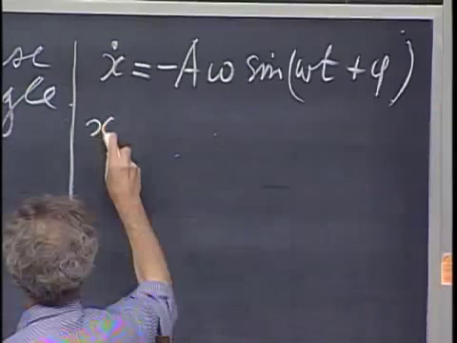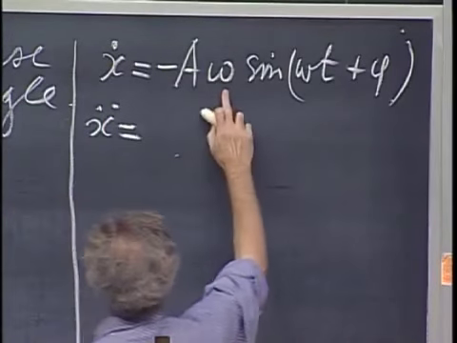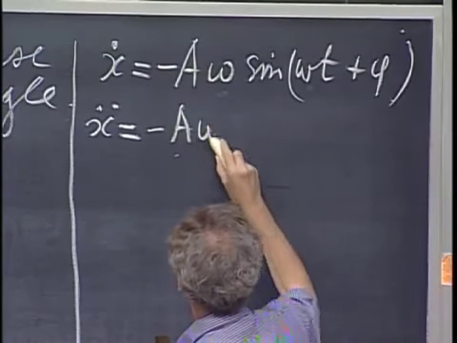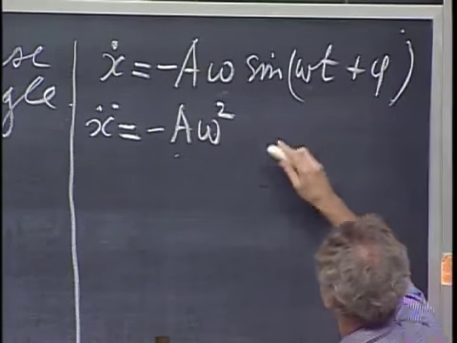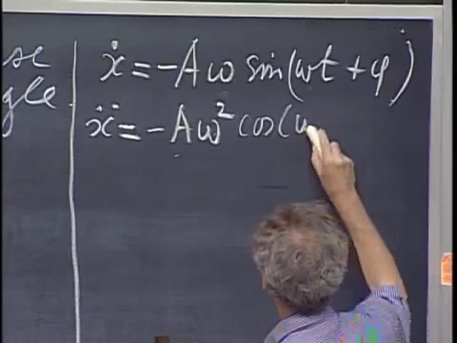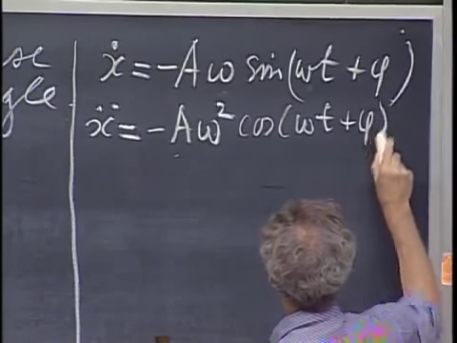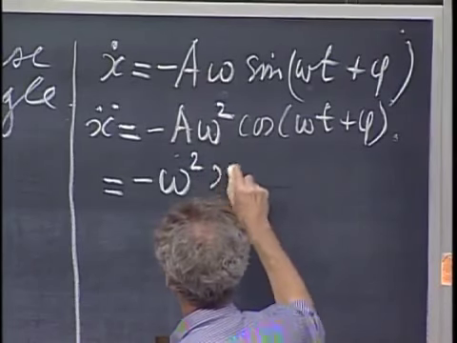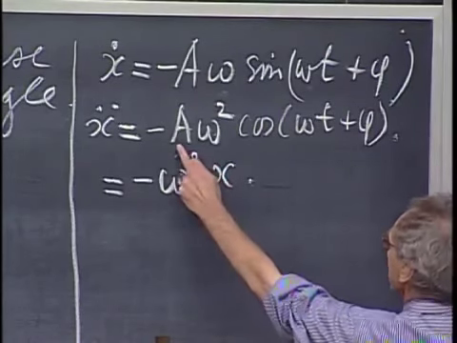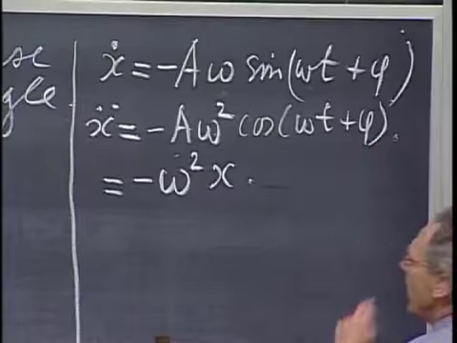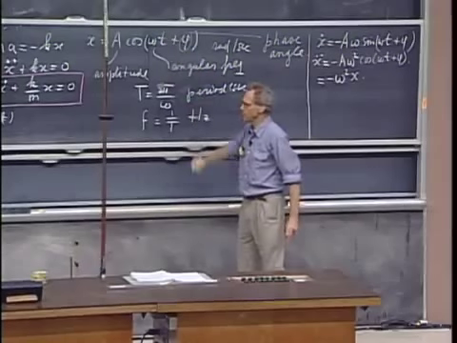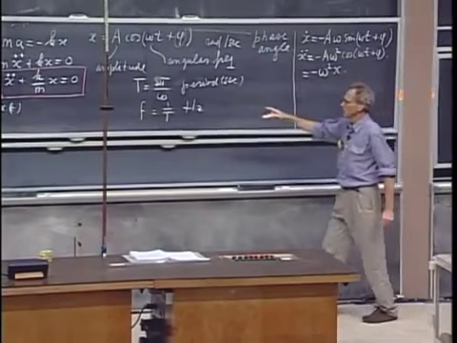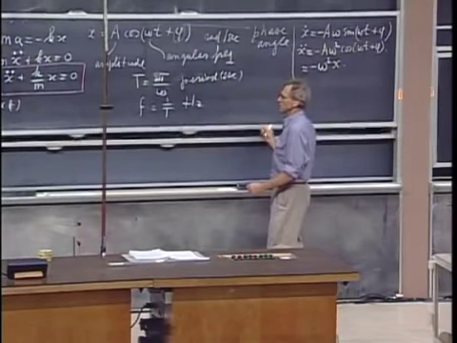X double dot. Now I get another omega out. So I get minus A omega squared. The derivative of the sine is the cosine. Cosine(omega t plus phi). And that is also minus omega squared times x. Because notice I have a cosine(omega t plus phi), which itself is x. So now I'm ready to substitute this result into that differential equation.